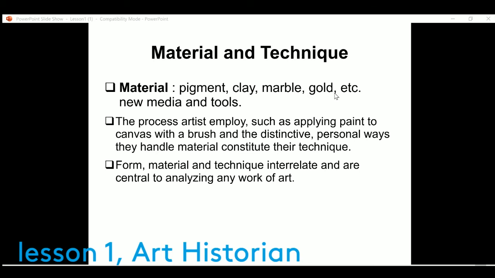And gold normally is also a significant sort of metal. And the new media and tools.